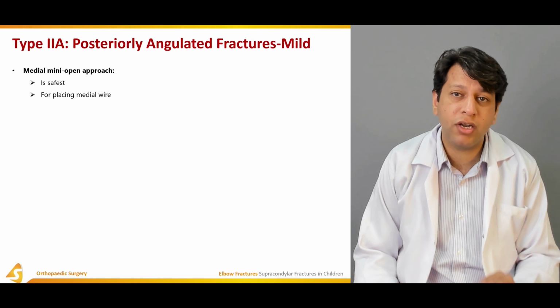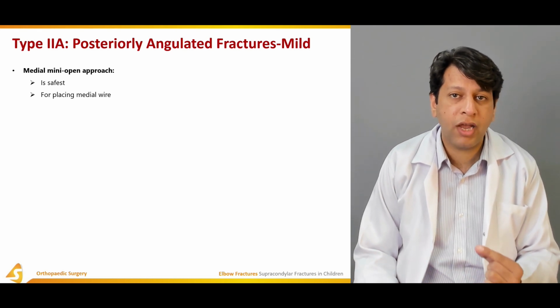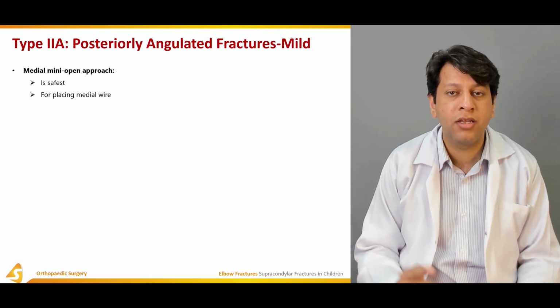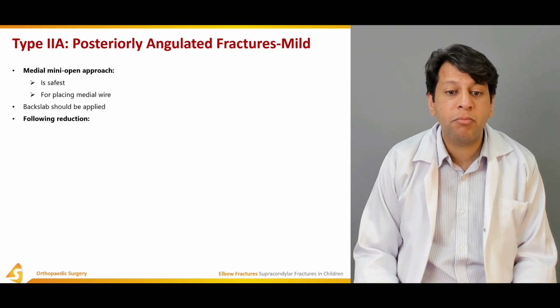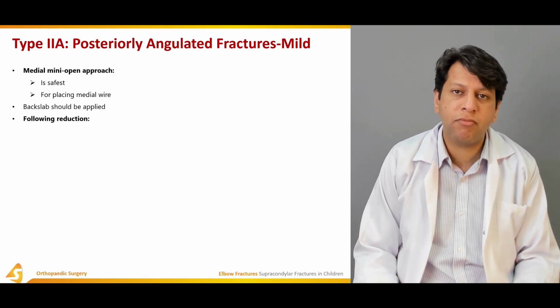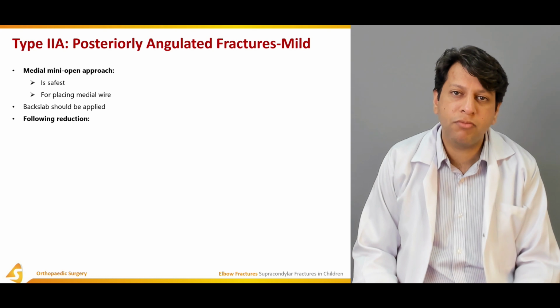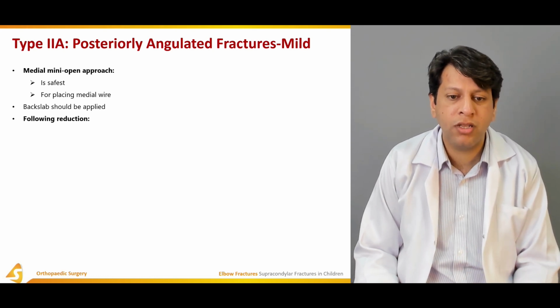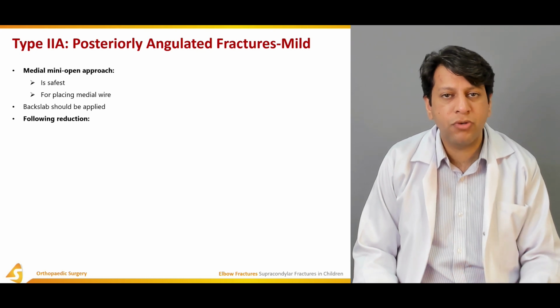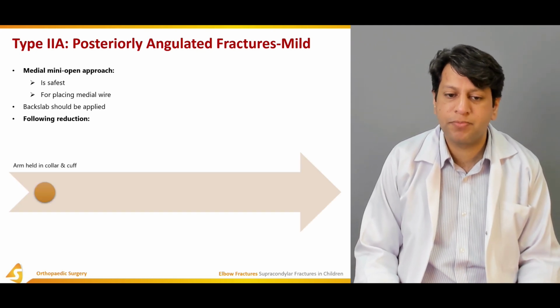Why do we need to avoid blind placement? Because we have to be very sure that our K wire, which is going through the medial condyle, is not damaging the ulnar nerve. And a back slab should be applied, and it's usually kept for 3 to 4 weeks. At 4 weeks, we take it out of the back slab, get check x-rays, and then remove the wires as well. And after that, usually the range of motion is started.